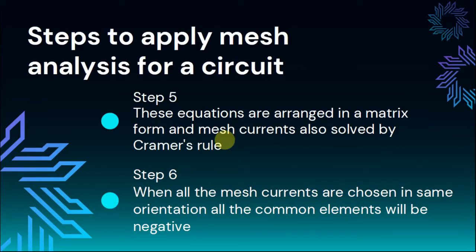Same orientation here means either clockwise or anti-clockwise. Same orientation means all the mesh currents are in the clockwise direction. Then when you write the matrix, if you choose all the mesh currents to be in the clockwise direction, the common elements, that is the resistances connected in both mesh 1 and mesh 2, will all have negative values in the matrix. When we discuss the example for this, we will be able to understand this more clearly.